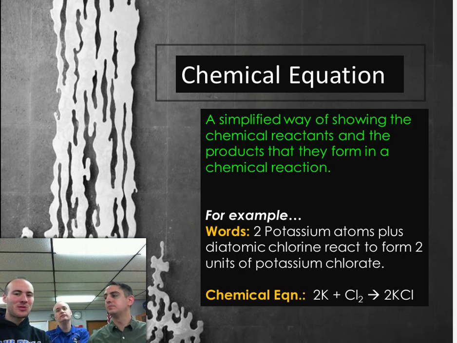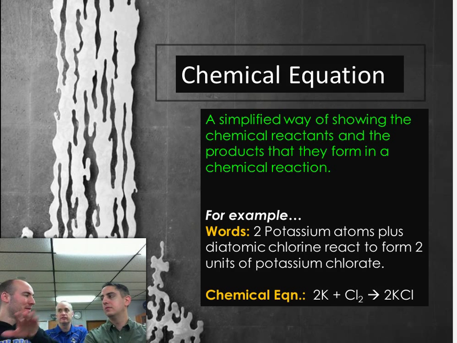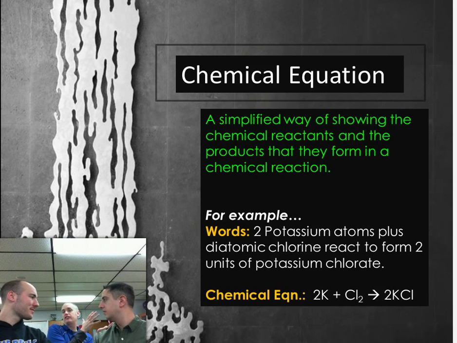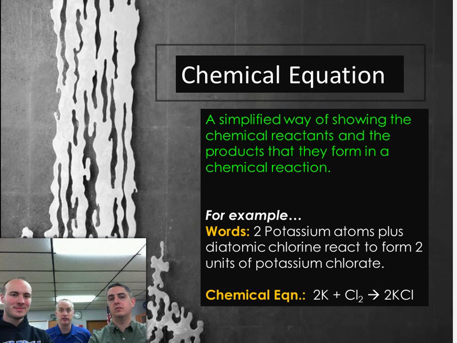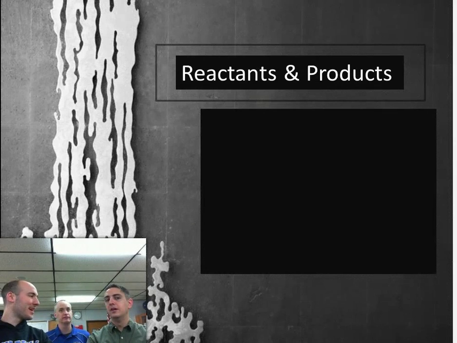Another way of doing that is to write out a chemical equation just like this. You see 2K plus Cl2, the little 2, and then there's an arrow which indicates they form. There's a reaction happening there. The arrow means that these 2 things on the left side are reacting somehow and forming something new. Remember, something new is a chemical change, a chemical reaction. So 2KCl, potassium chlorate.